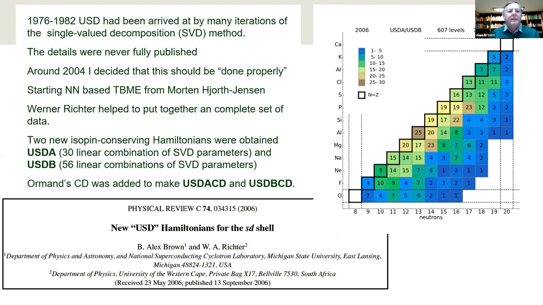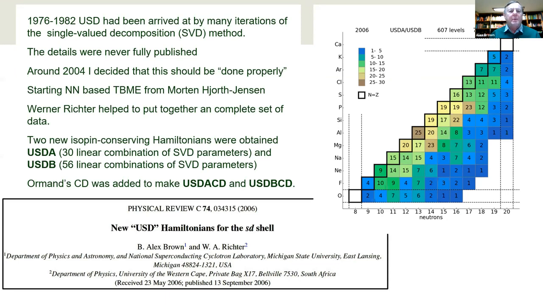From 1976 to 82, the problem was the USD was never really documented. There was no paper that told exactly how it was derived. It was actually quite complicated, many iterations of what's called singular value decompositions. So I decided around 2004 that this should be done properly. And so I took another starting point.